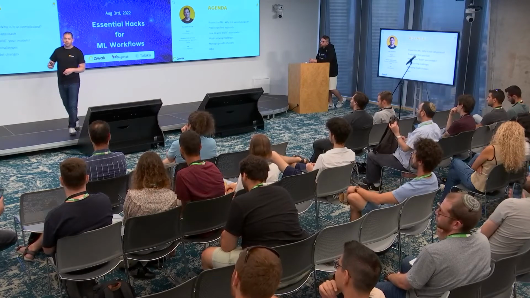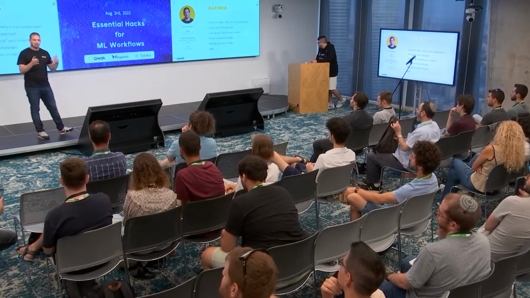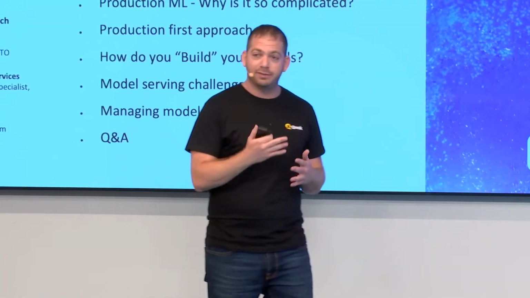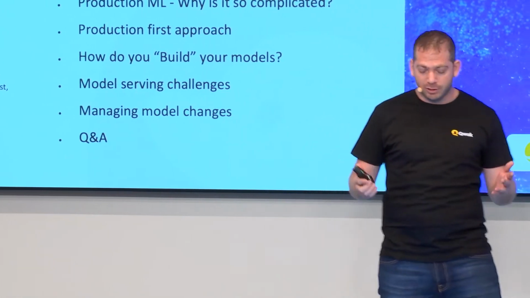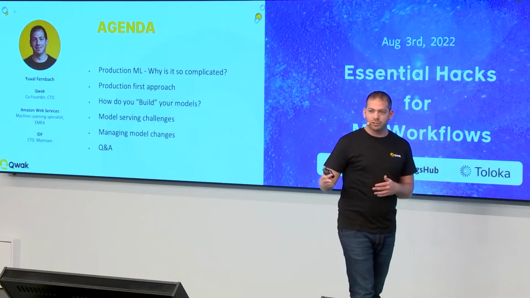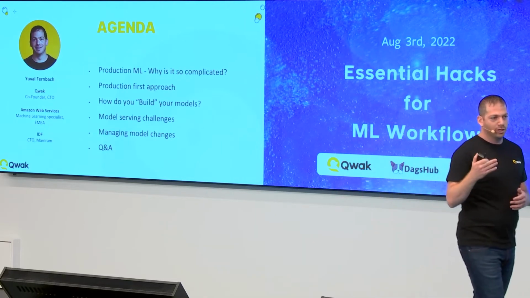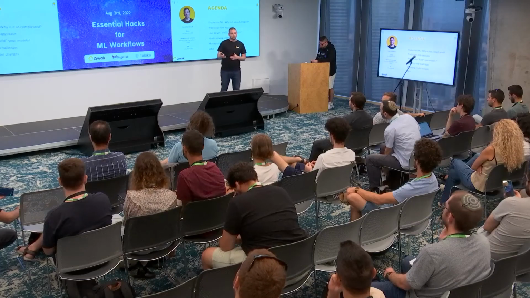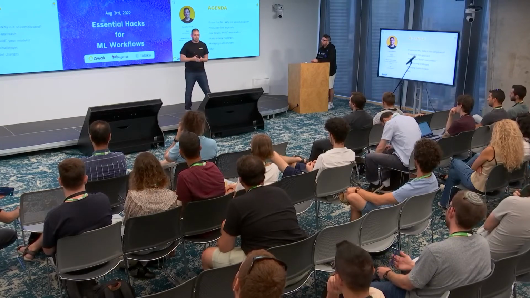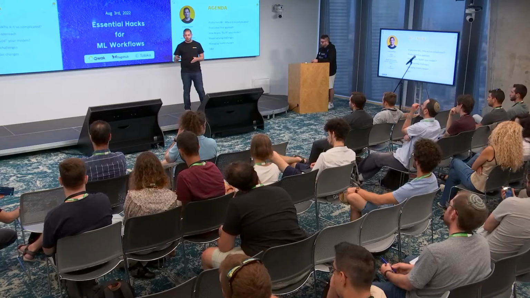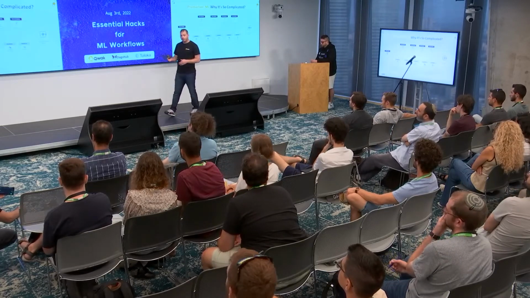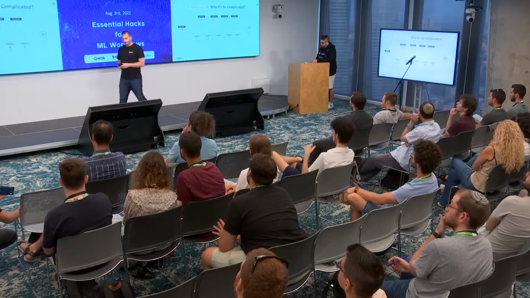We'll talk about building models, or basically building versus training, what things I at least think are missing from just training models. And then we'll move more to production, to some challenges in that area, how to serve models, how to manage models that are already deployed, how to replace models, and I'll save some time at the end for some questions. So let's start with production ML, why is it so complicated?